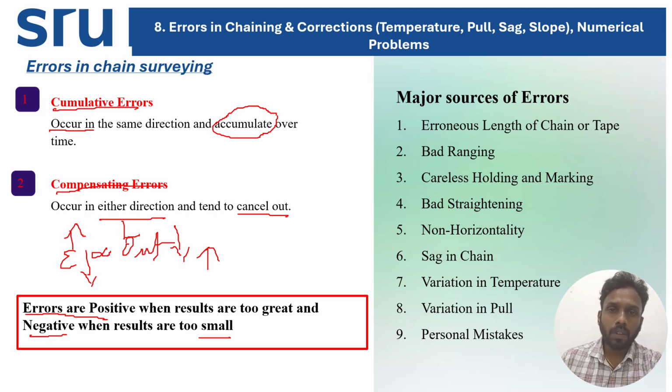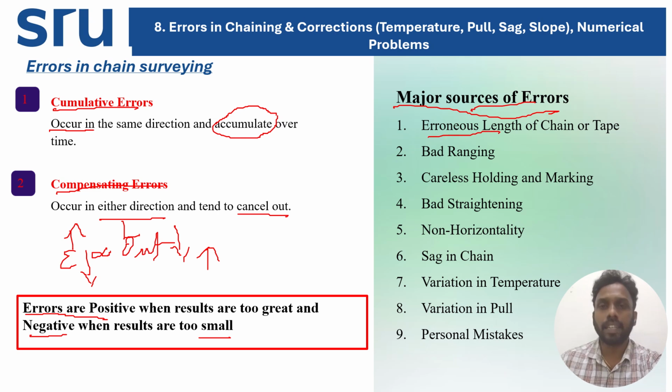Now we are going to see the major sources of error, right? The sources of error are divided into the following types. First one, erroneous length of your chain or tape. Then bad ranging. If ranging is not done properly, there may be error in your measurement. Then careless holding and marking, which also leads to error. Then bad tightening: your tape or chain should be held in a straight position, and if it is not, there may be error. Then non-horizontality: your tape should be held in a horizontal position to measure your distance. If it is not done, obviously that leads to erroneous measurements.